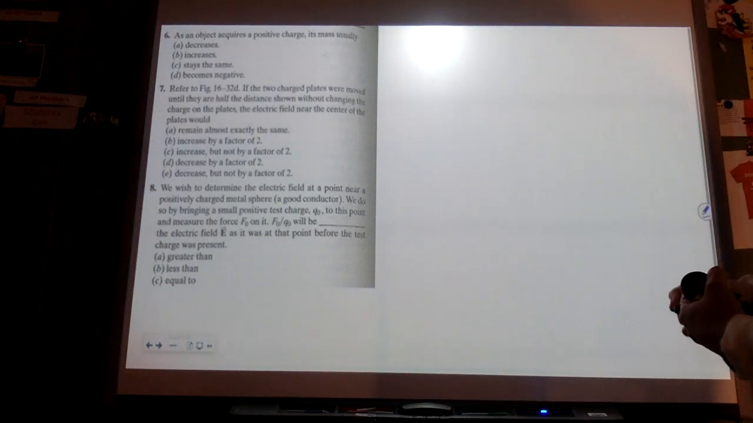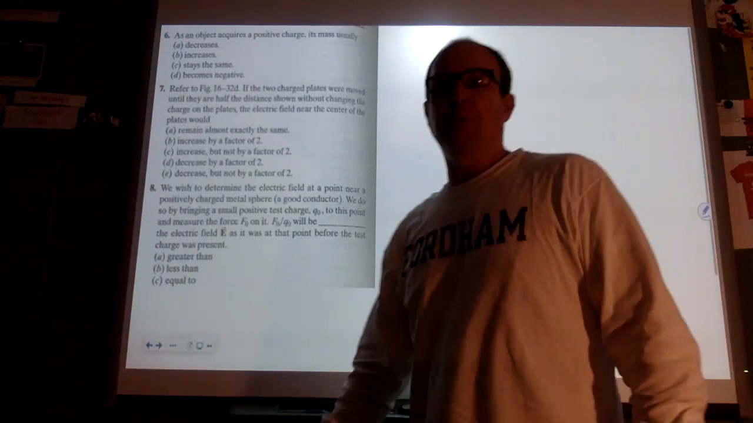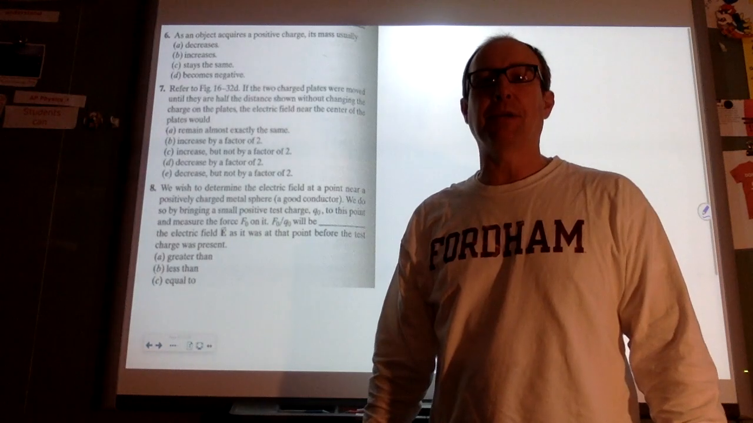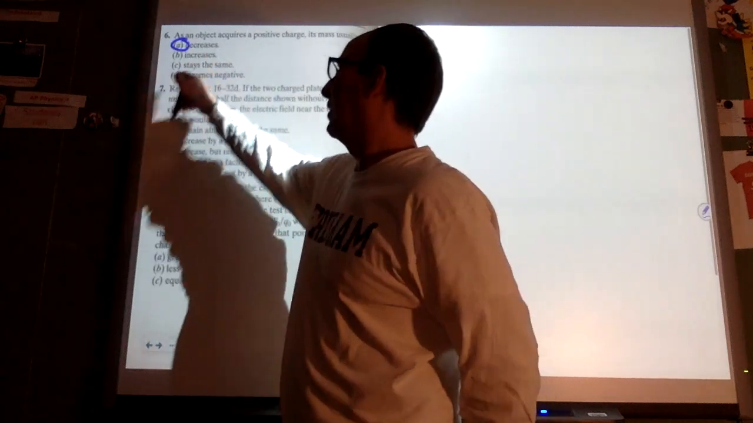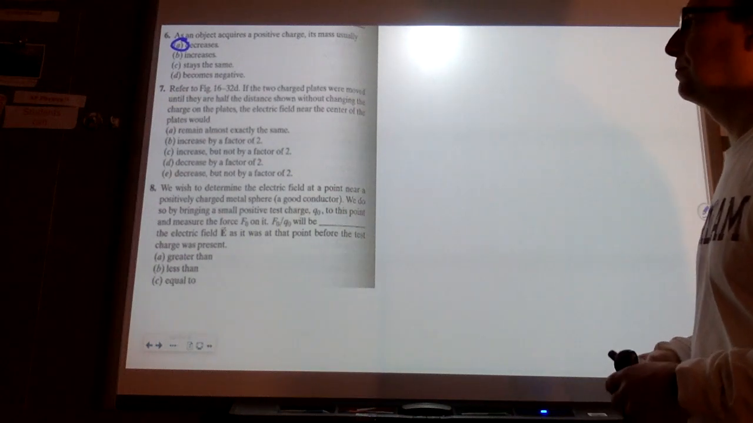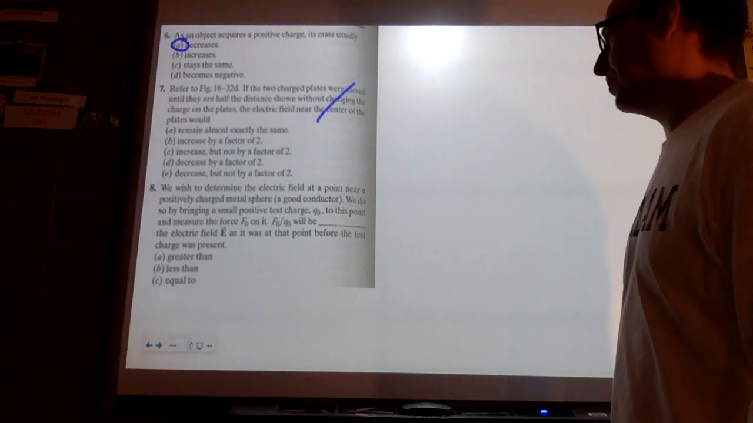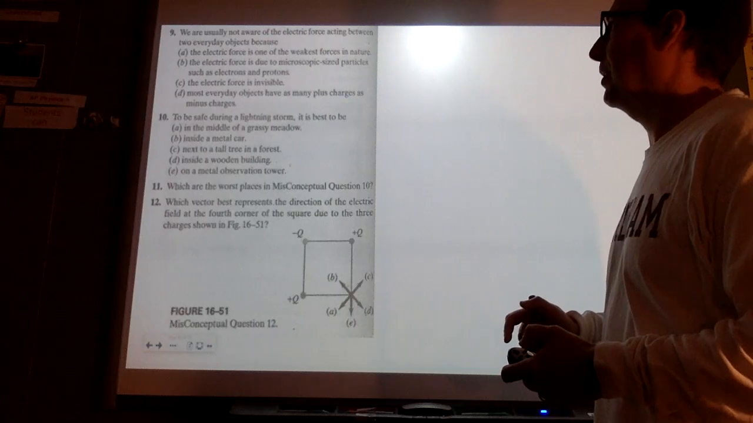As an object acquires a positive charge, its mass usually, I don't know what they want. If you're acquiring a positive charge, you're losing electrons. So I guess you could say your mass is decreasing, but it's so small. Electrons have mass, I guess. I'm not sure what they want there. I don't care about either one of those.